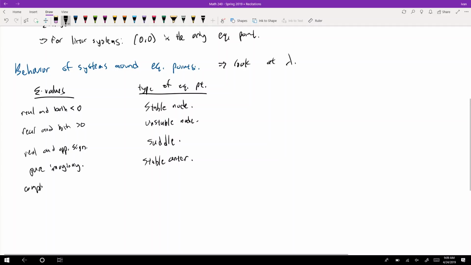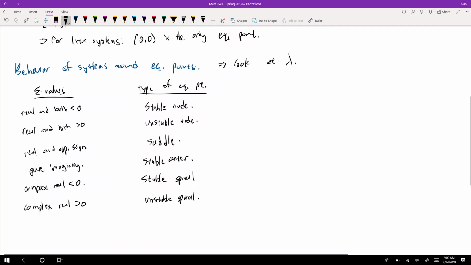Complex, real part less than 0. Right, so you have a plus bi, but a is negative. You're going to get a stable spiral. And then complex, real part greater than 0, you're going to get an unstable spiral.